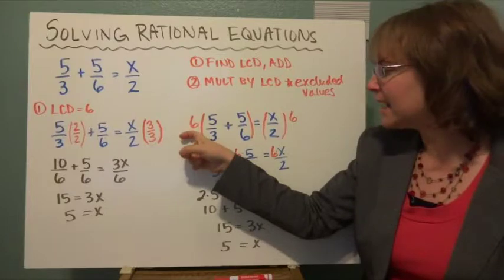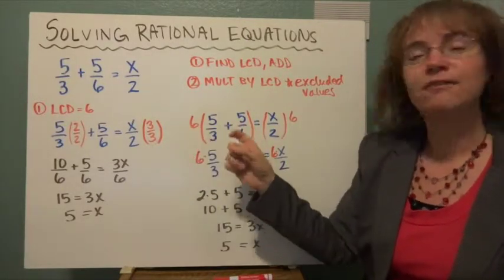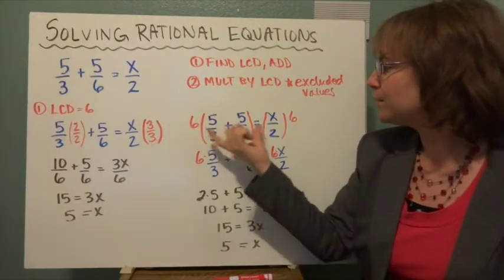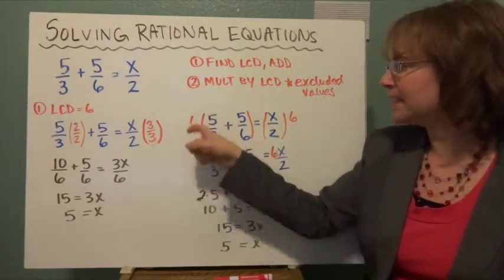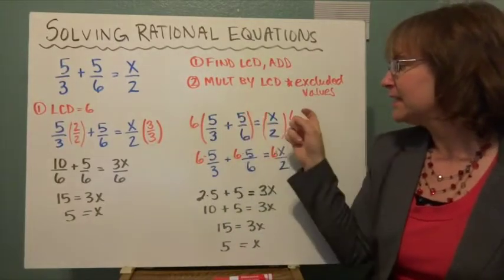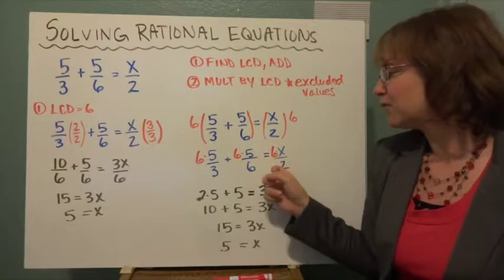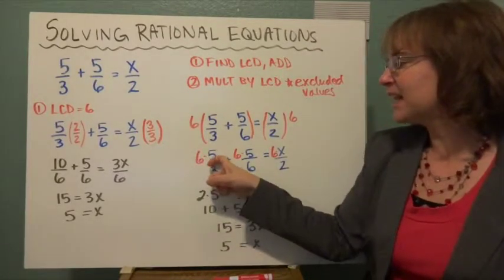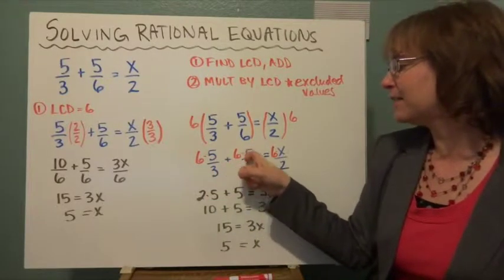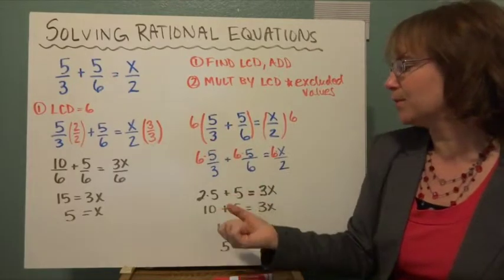So multiply this side by 6 and this side by 6. So it's a little bit different than finding that common denominator. I'm multiplying both sides by the same value. Multiplying by 6, I have to distribute that 6. This one I don't have more than one value, so I just have 6x over 2 on this side. This one I have 6 times 5 over 3 plus 6 times 5 over 6, just distributing that 6 to both of these terms.